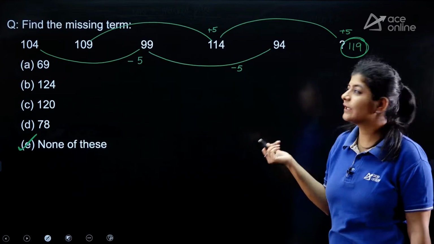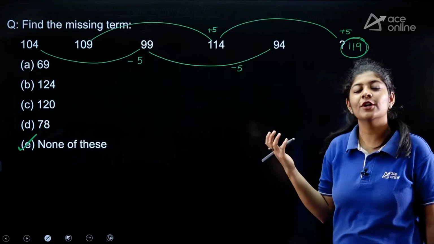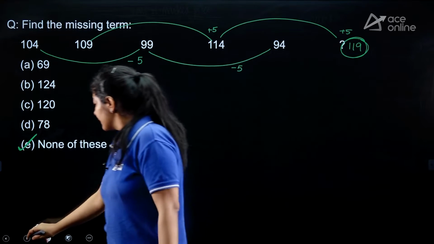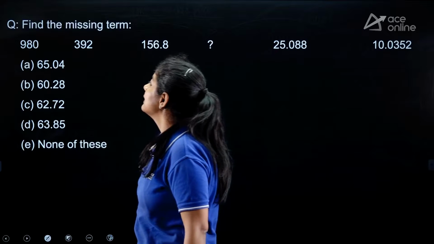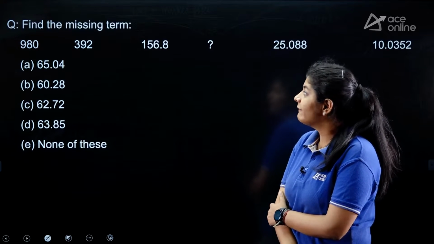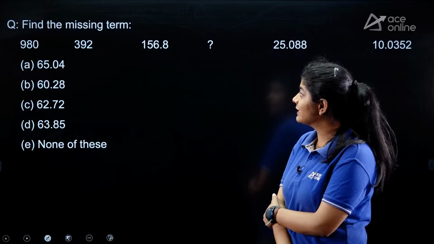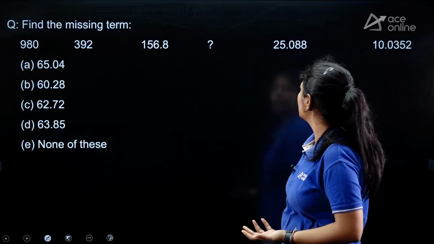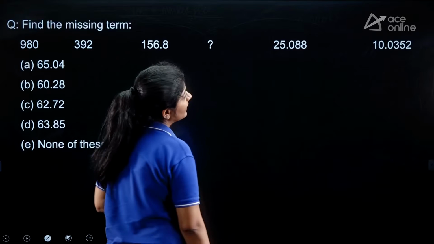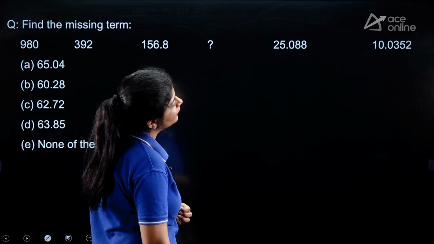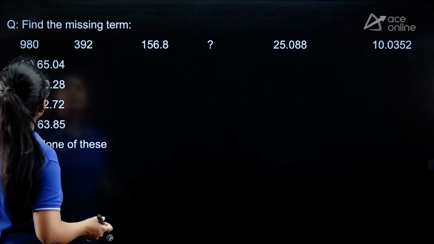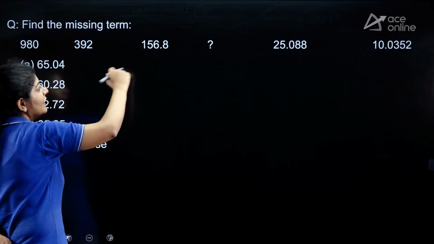All we need to do is simply apply the concept of alternate series, and we got our answer. Next. The next question says 980, 392, 156.8, question mark, 25.088, and the last term that we have is 10.0352.